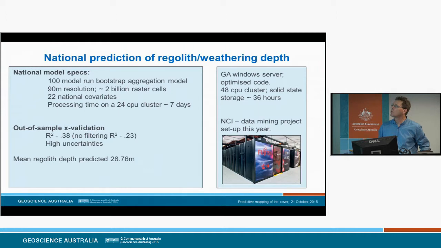We've done some work within GA. Thanks for some IT support. We've got now a GA Windows server, 48 CPU, solid state storage, and we can reduce this time, particularly if we optimise the code, down to about 36 hours. But we also have a project at the NCI, and a lot of this code will be run there because we're going to get bigger as time goes on.